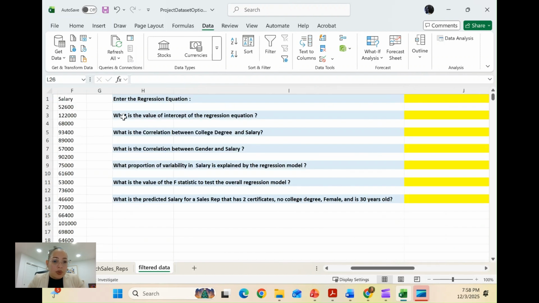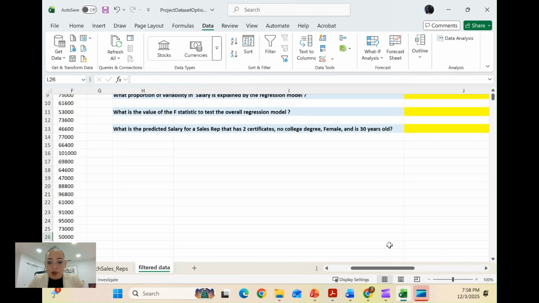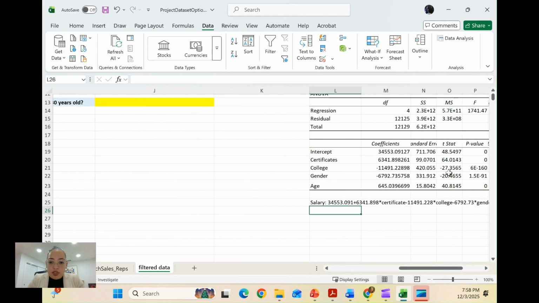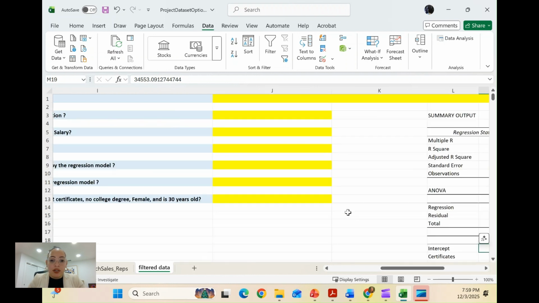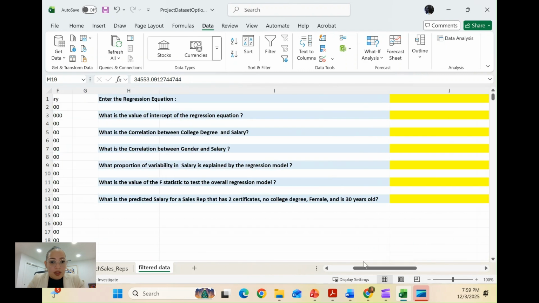The second question, what is the value of the intercept of the regression equation? So our intercept will be the first coefficient. That will be the predicted value when all the other values are zero.